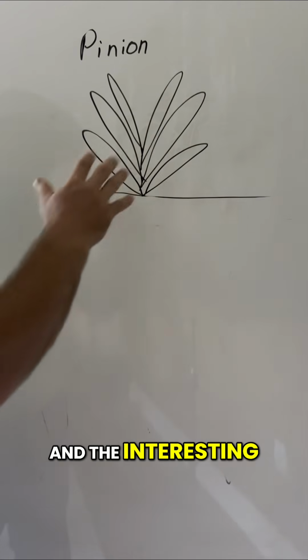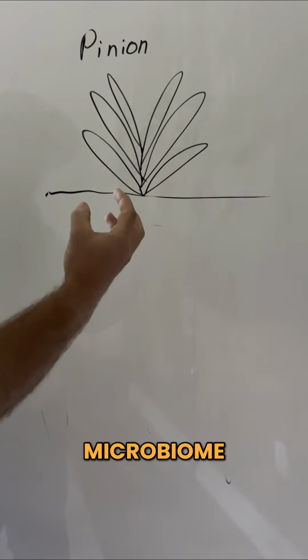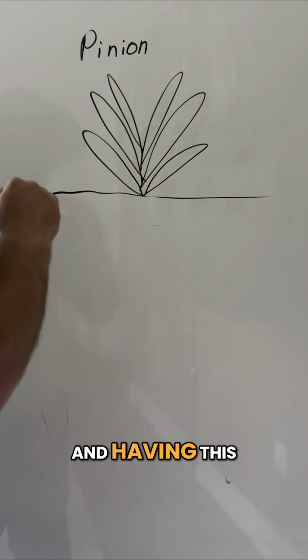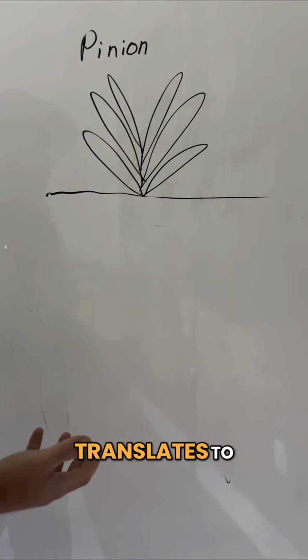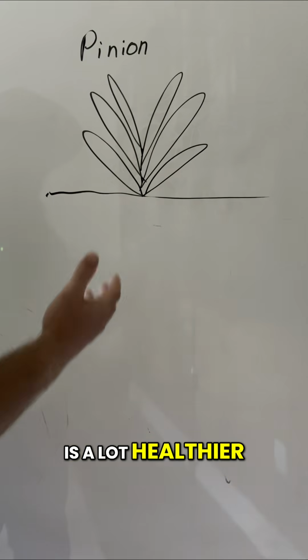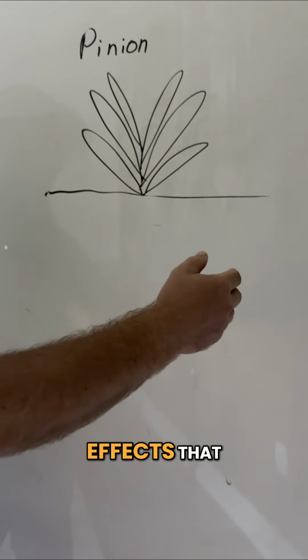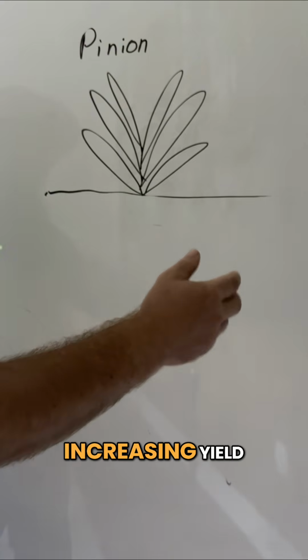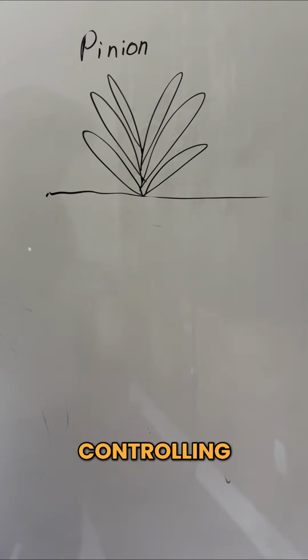And the interesting aspect in all of this, of course, if you think about what I just said about enhancing the microbiome and having this long-term plant immune response, that also translates to having a plant that is a lot more robust, a lot healthier. And so there is a cascade of indirect effects that contribute to increasing yield above and beyond simply controlling the pest and controlling the fungal disease.